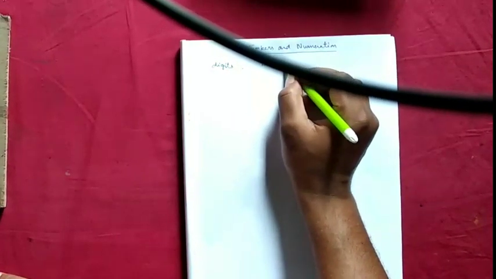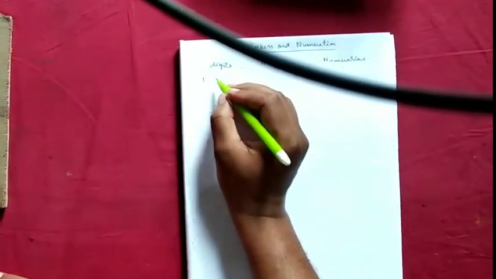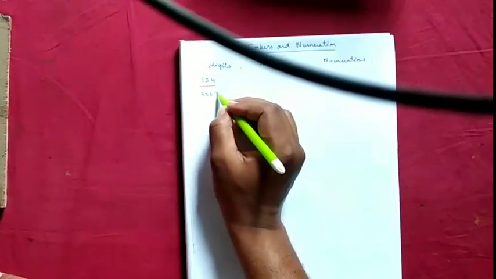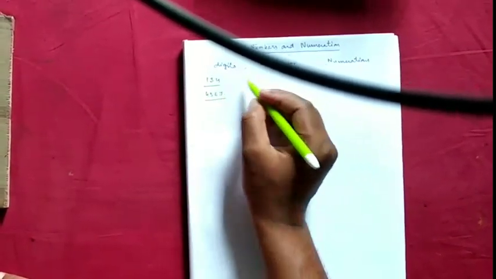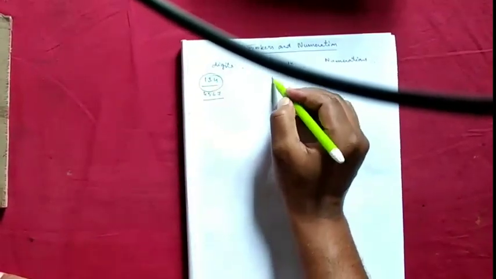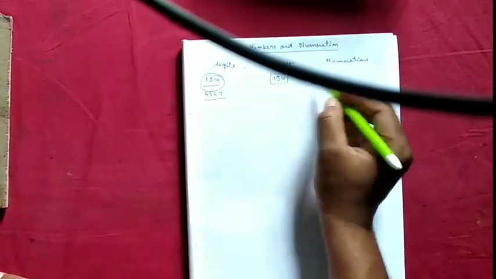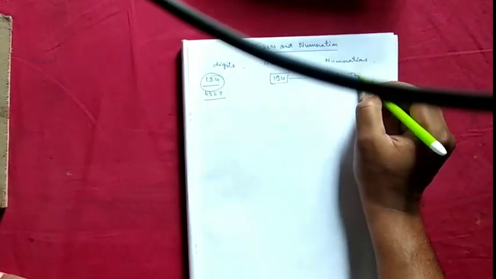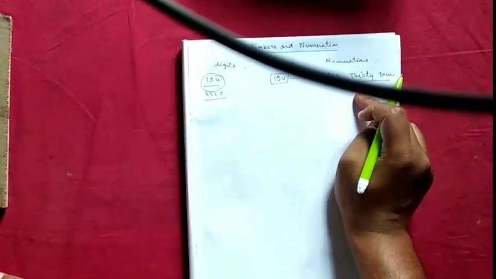See, digits are what? 1, 3, 4. This is a 3-digit number. 4, 5, 6, 7. This is a 4-digit number. The whole number is called a numerator. 134 is called a numerator. The group of digits is called a numerator. If we write this in number name, this is called numeration.